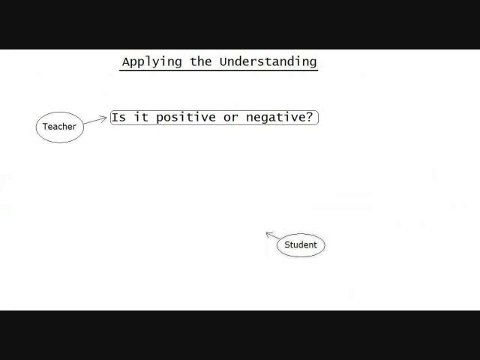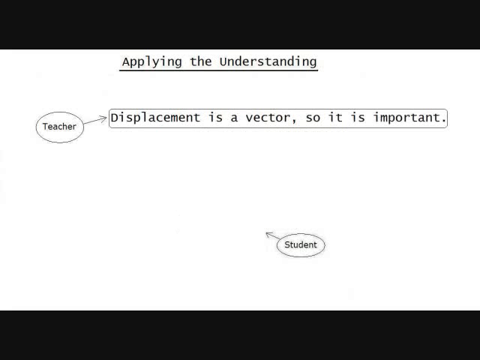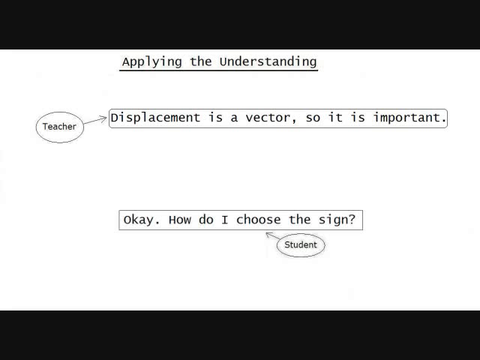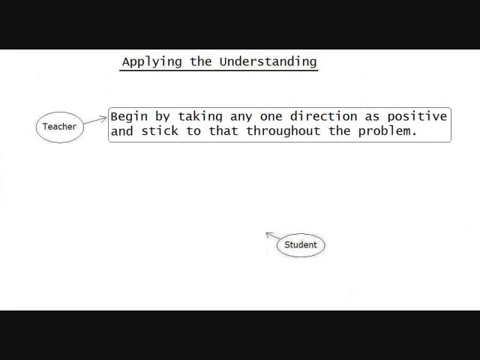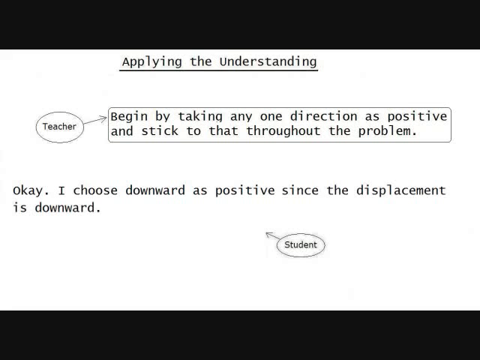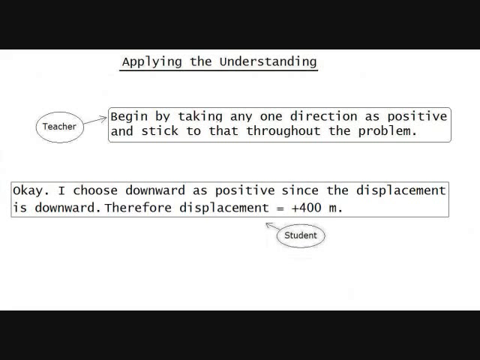Is it positive or negative? Does it matter? Displacement is a vector, so it is important. How do I choose the sign? Begin by taking any one direction as positive, and stick to that throughout the problem. I choose downward as positive since the displacement is downward. Therefore displacement equals plus 400 meters.